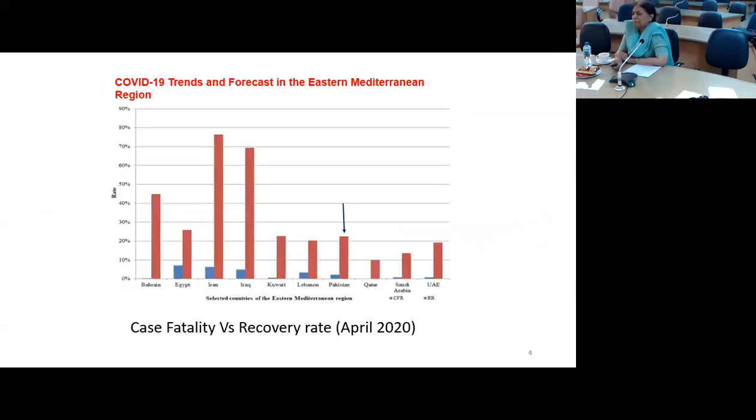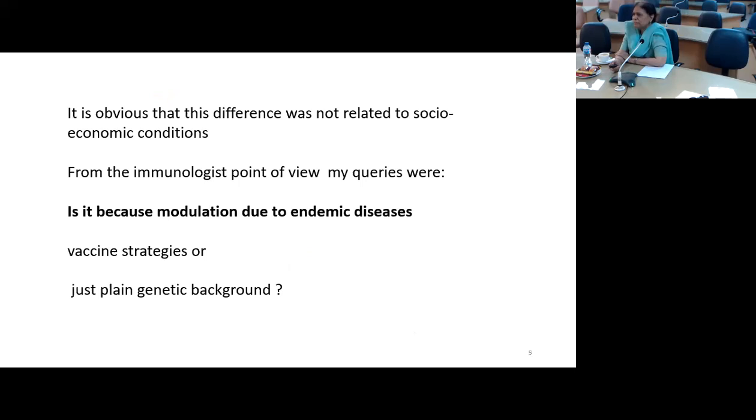So when you look at the case fatality versus the recovery rate, again, Pakistan is among the lower countries. Looking at the countries, certainly socioeconomic reasons are not related to the mortality that you see, because you have a lot of very rich countries in this region. So going on from here, what is obvious is that, as I've already mentioned, the differences in mortality are not related to socioeconomic conditions. From an immunologist's point of view, my query was, is it because of modulation due to other endemic diseases within the environment?